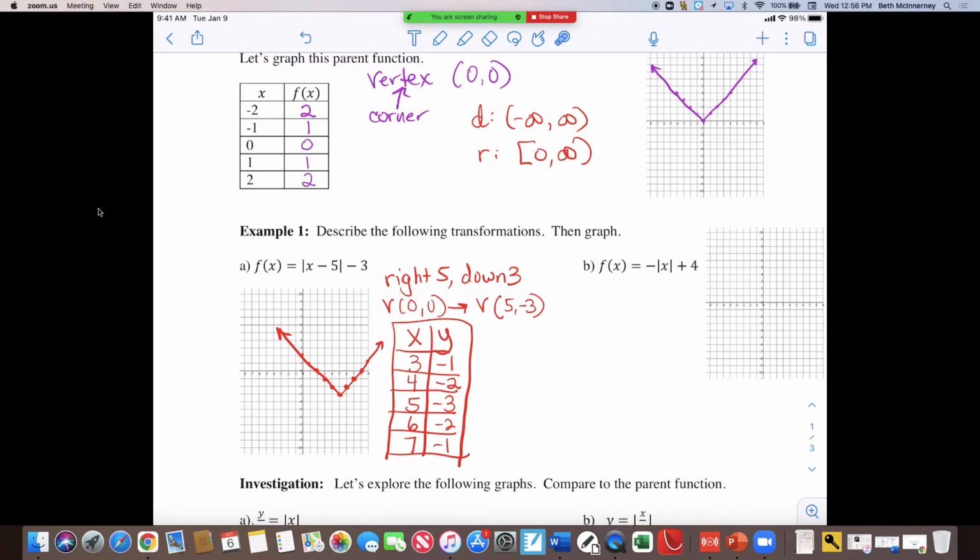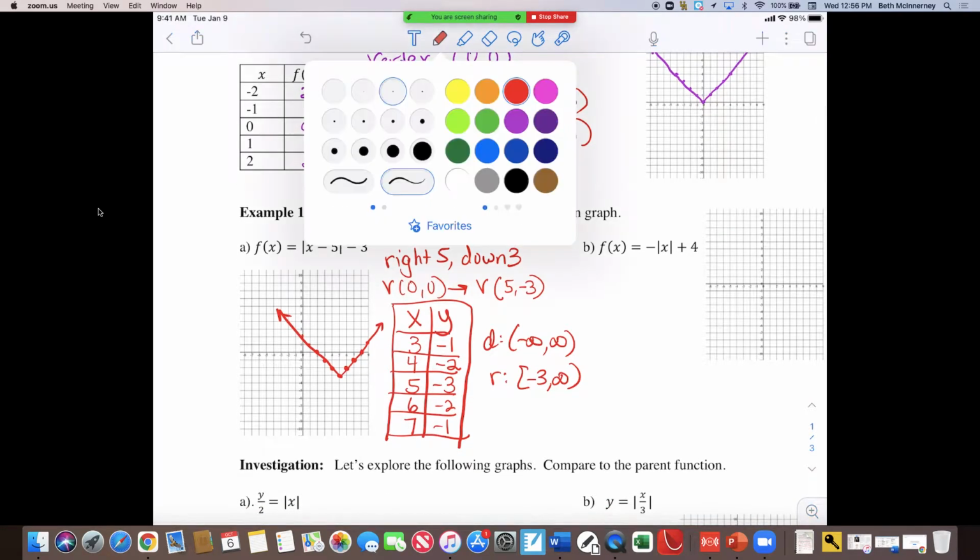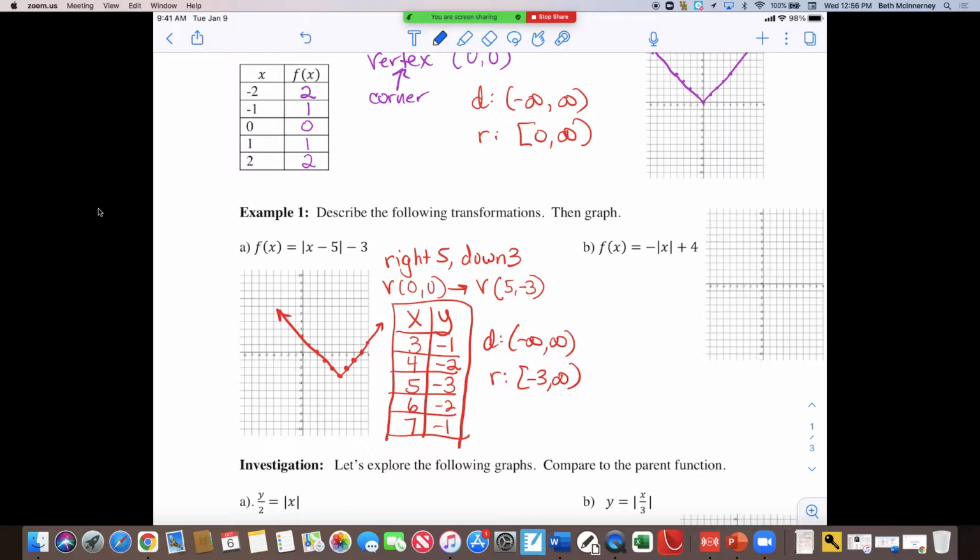Okay, so let's talk domain and range. What's the domain here? It's always the same. Yes, there you go, nice. -infinity to infinity. Now the range. What's my lowest y value now? -3.